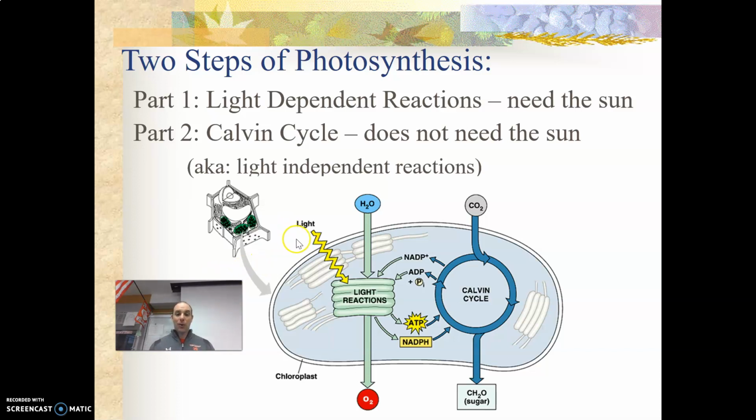And you'll notice here, we've got the light reaction occurring in the chloroplast, and the other part does not occur in the chloroplast, right? It occurs in the stroma. That's all for today. Come back in the class and we'll discuss it.